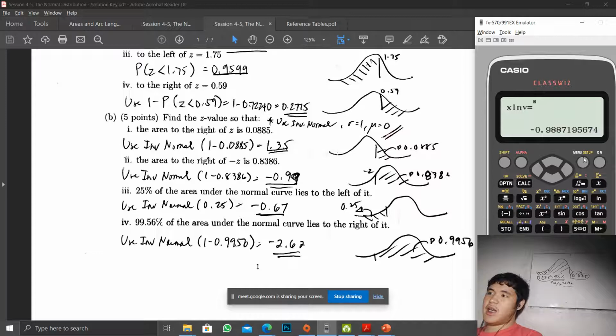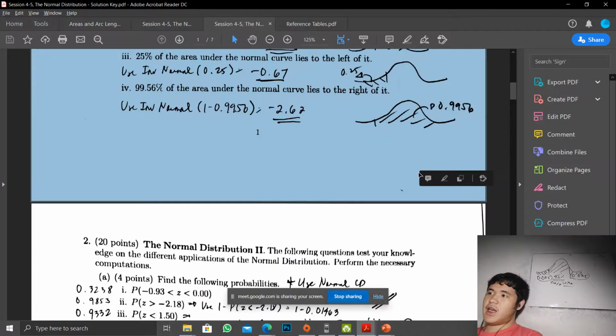Next, 25% of the area under the normal curve lies to the left of it, so we just input 0.25, we get -0.67. And lastly, 99.56% of the area under the normal curve lies to the right of it. So, 1 minus 0.9956, -2.62.